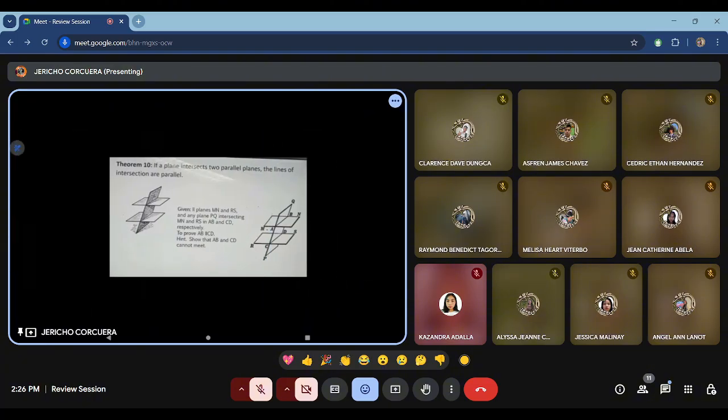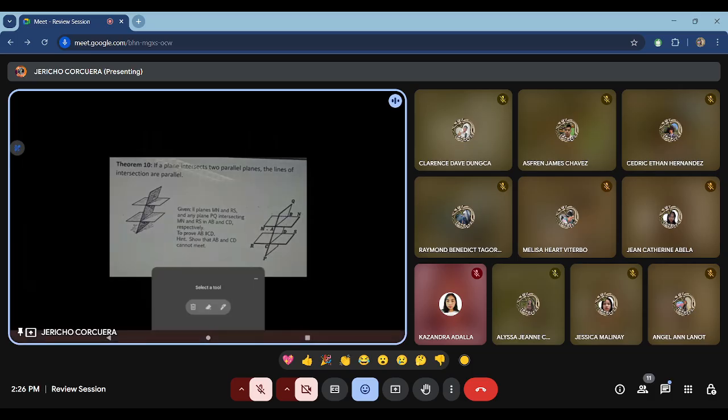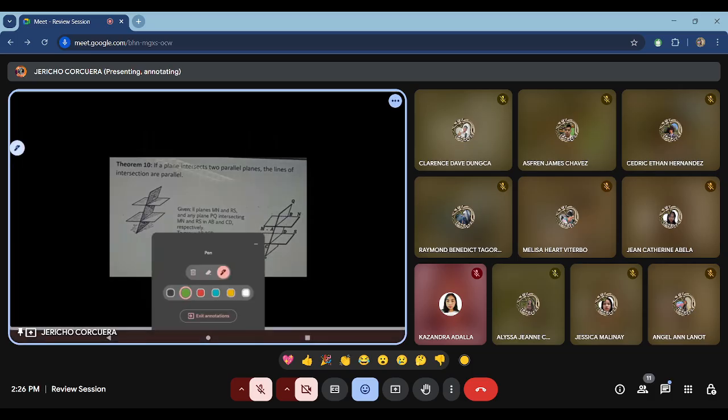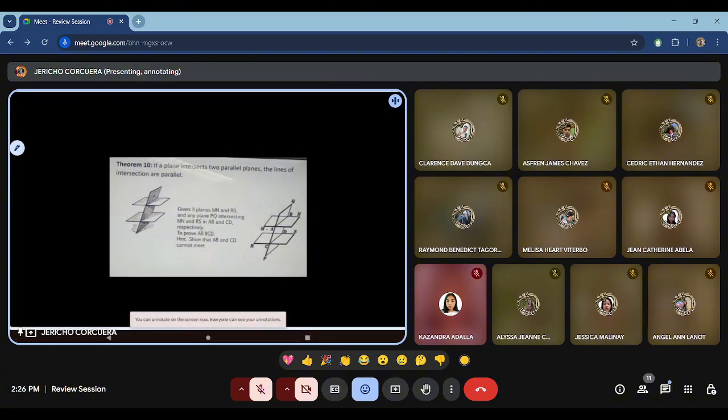And then theorem 10: if a plane intersects two parallel lines, the lines of intersection are parallel. So it's like this. Let me draw a figure again. See, these parallel lines, it looks like this too. In a 2D figure, in plane geometry, it's like that. If a plane intersects two parallel lines, then the lines of intersection are also parallel.